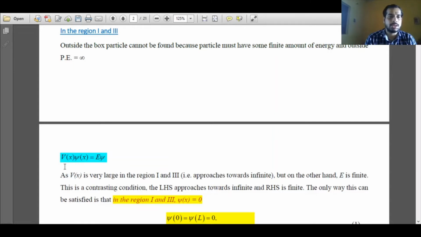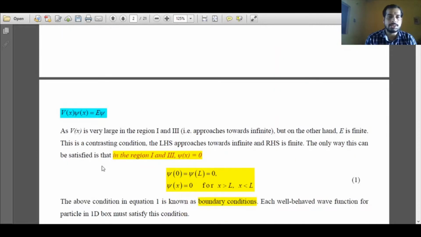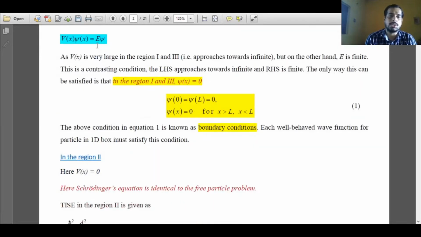Now we are considering the potential energy to be infinite in regions 1 and 3, so the left hand side is approaching infinity, but the right hand side is not infinite. Energy cannot have infinite values, so there must be some finite values of energy.